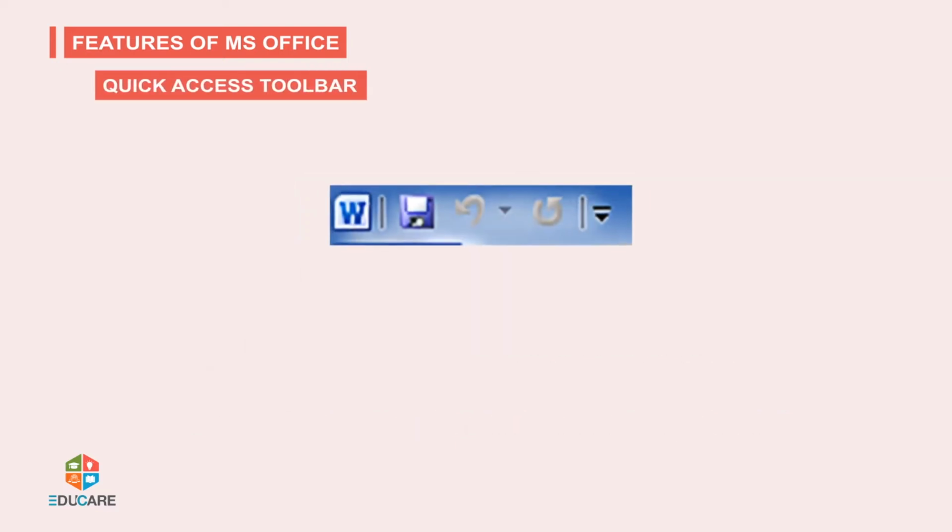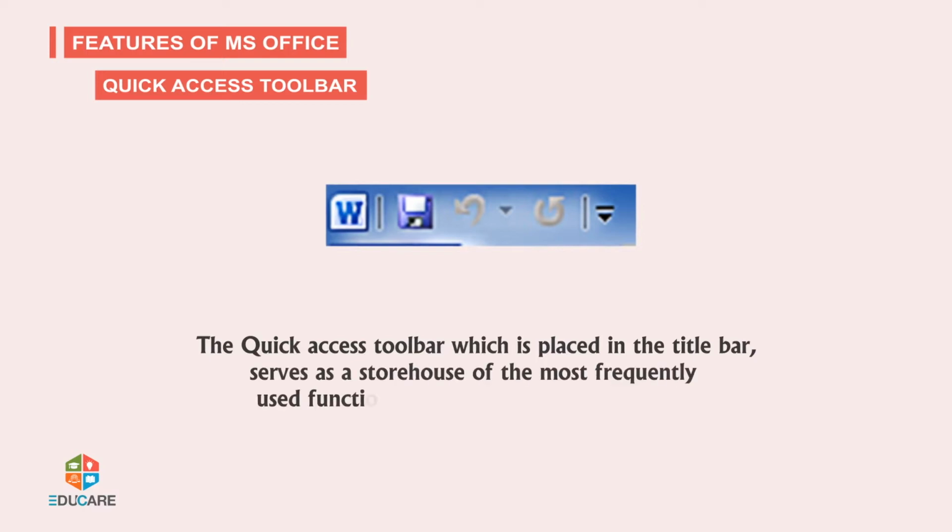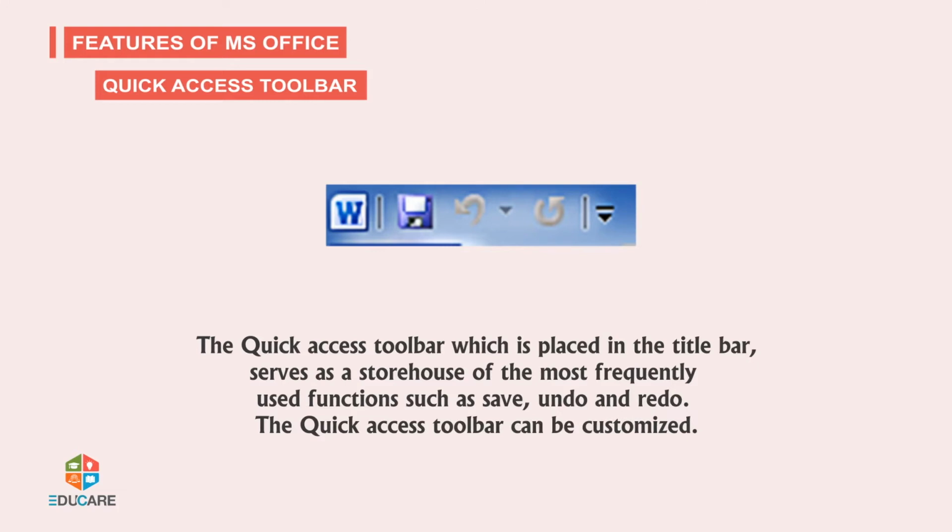Quick Access Toolbar. The Quick Access Toolbar, which is placed in the title bar, serves as a storehouse of most frequently used functions, such as save, undo, and redo. The Quick Access Toolbar can be customized.